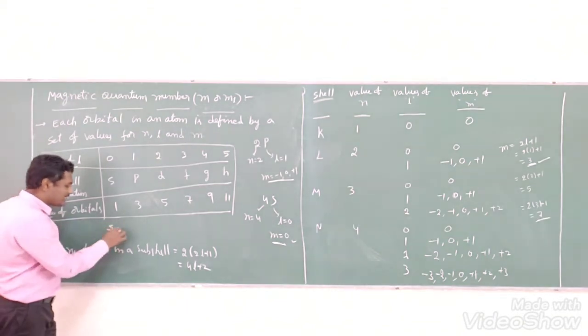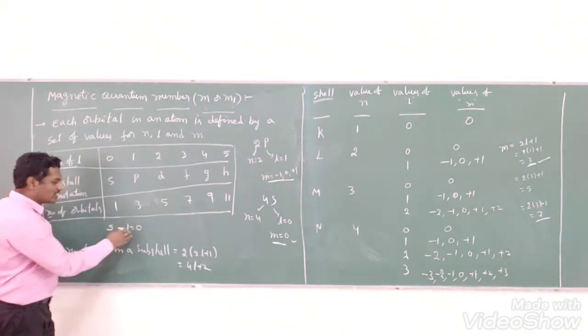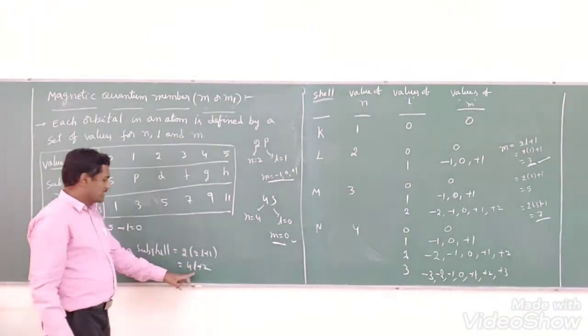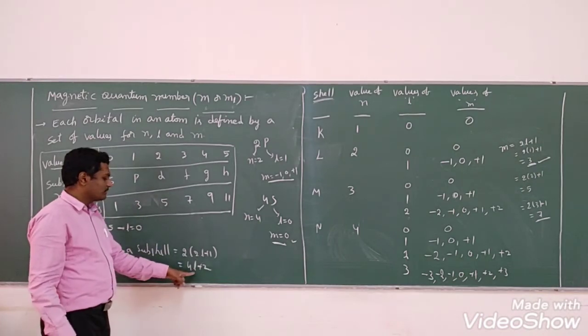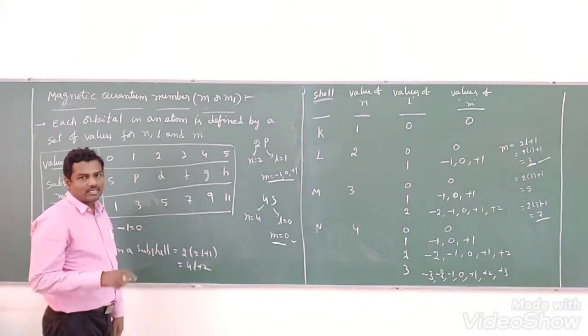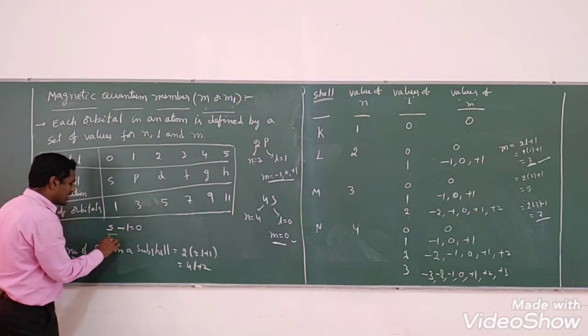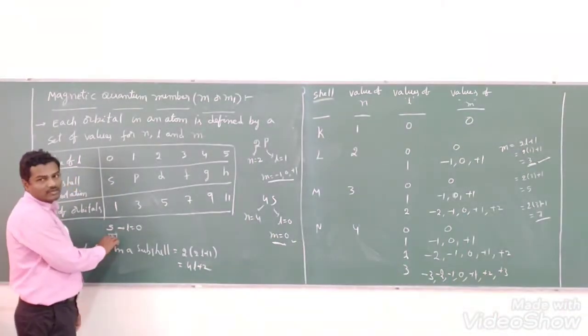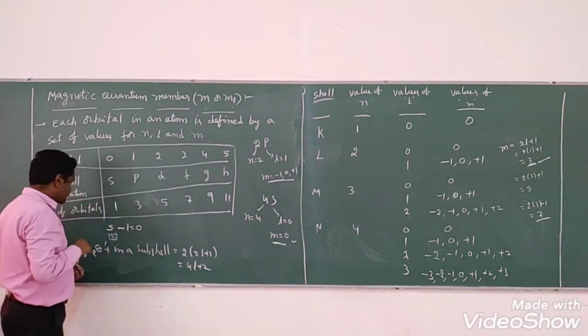How do we write? S means L equals 0. That value we can substitute here: 2 into (2L plus 1), or else 4L plus 2. L value 0 you can substitute: 0 into 4 is 0, 0 plus 2, so 2 electrons. Maximum how many electrons can we accommodate in the S subshell? 2 only, because there is only one box, right? This one orbital.